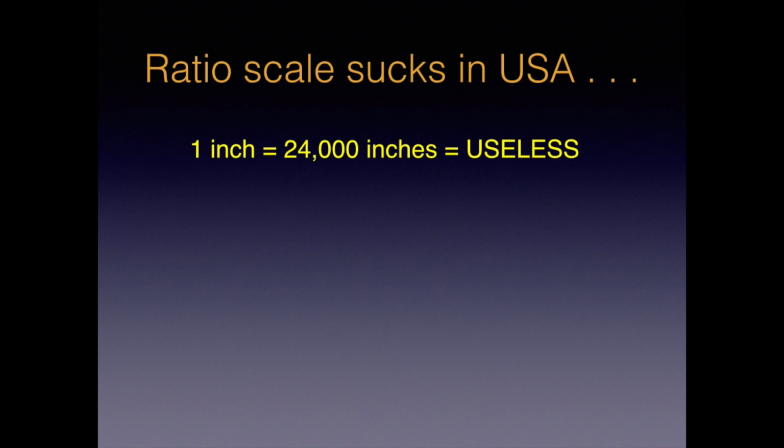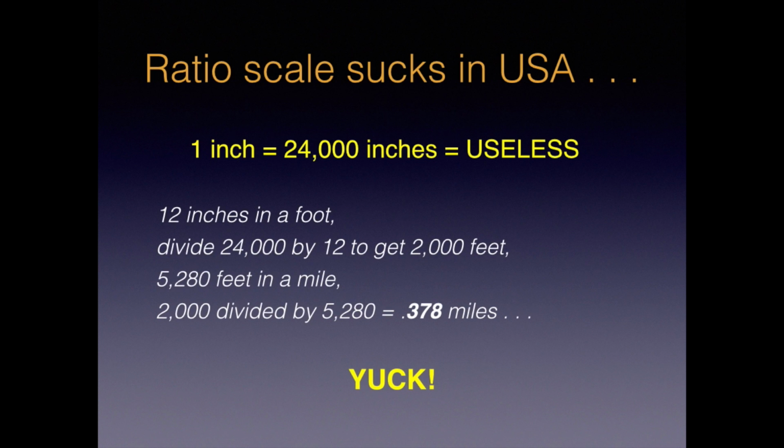Now, knowing that 1 inch on your map equals 24,000 inches on the ground is actually pretty useless for most people. To make this ratio scale helpful, you have to do some math, and it looks something like this. Yuck. That's right. Not much fun, especially when you're on a hike. So using a ratio scale in the US is generally not very useful. And just like with the verbal scale, measurement errors can happen if a printer or a photocopier enlarges or reduces your map.